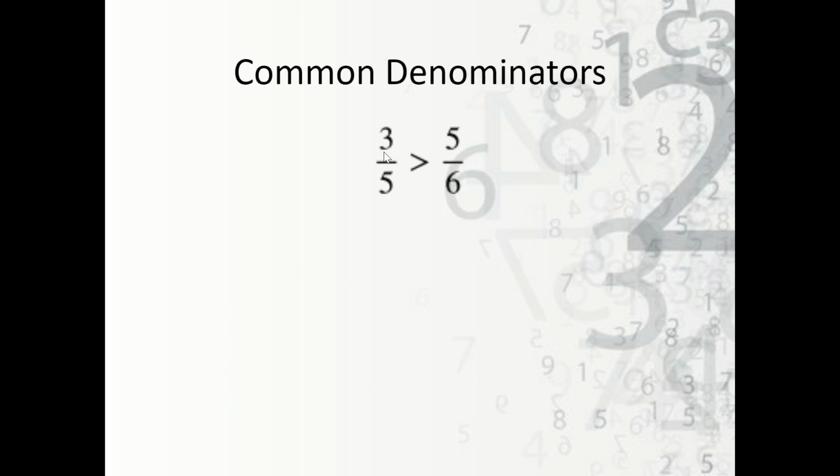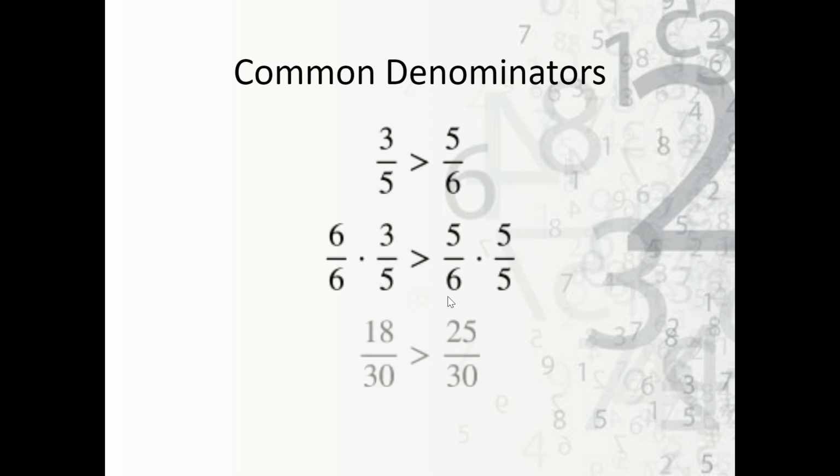So common denominators, that's one possible solution. So we have 3/5 and 5/6. Well, we can see that our common denominator should be 30, right? Because we multiply this by 6 over 6 and this by 5 over 5. And what we end up with is 6 times 3 is 18 and 5 times 5 is 25. So we get 18 over 30 and 25 over 30. So that's one possibility of what we can do.